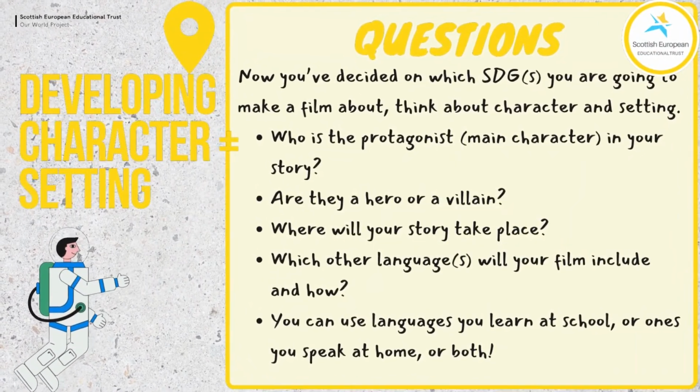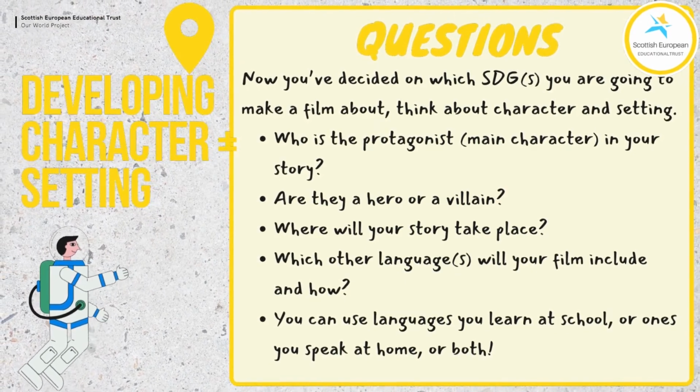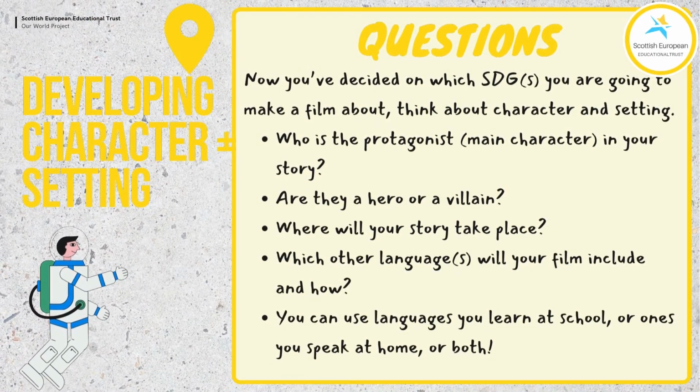So now you've decided on which SDG or SDGs that you are going to make a film about. We need to start thinking about character and setting. So who is the protagonist or the main character in your story? Are they a hero or are they a villain? Where will your story actually take place? Which other language or languages will your film include, and how? So, where in the film are you going to fit it in? You can use languages that you learn at school or ones that you speak at home, or both. Either is absolutely fine.